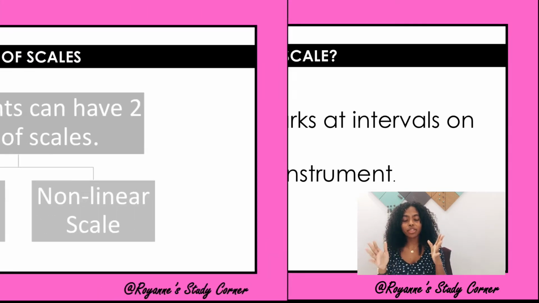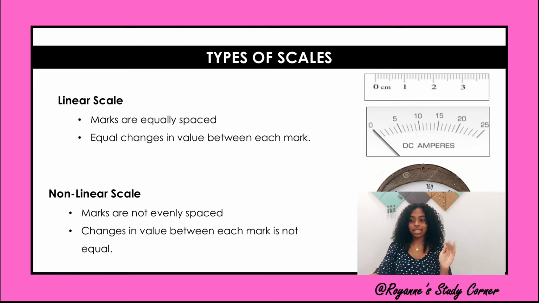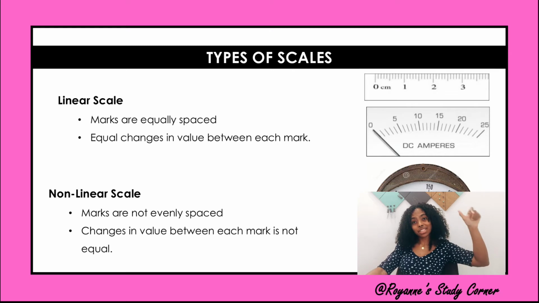Types of scales. One of the ways that we categorize scales is by saying linear versus non-linear scales. In linear scales, all of the marks are equally spaced, and each space has the same change in values. If we look here on the ruler, all of the spaces are the same distance apart, and the number by each one of them just increases by 1: 0, 1, 2, 3. And the ammeter underneath, you will see 0, 5, 10, 15, 20, which means they are equally spaced, and each of these spaces increases by the same amount, in that case by 5.